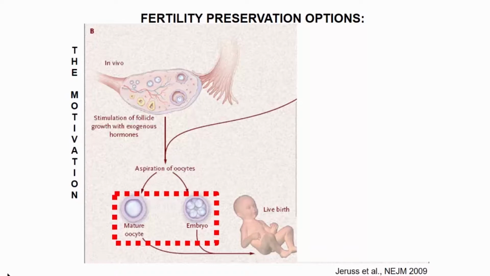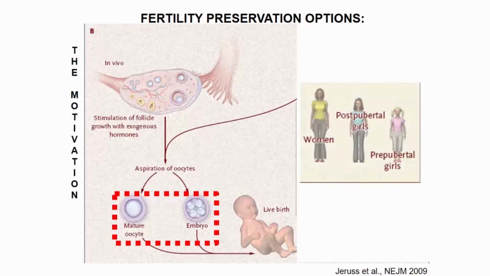But there is a large population of women who cannot benefit from this treatment. If you think about women who have breast cancer, they cannot really undergo stimulation. Then there are girls and women who have urgent cancer and cannot wait 2 months to start their anti-cancer treatment. And then the large population is prepubertal girls.